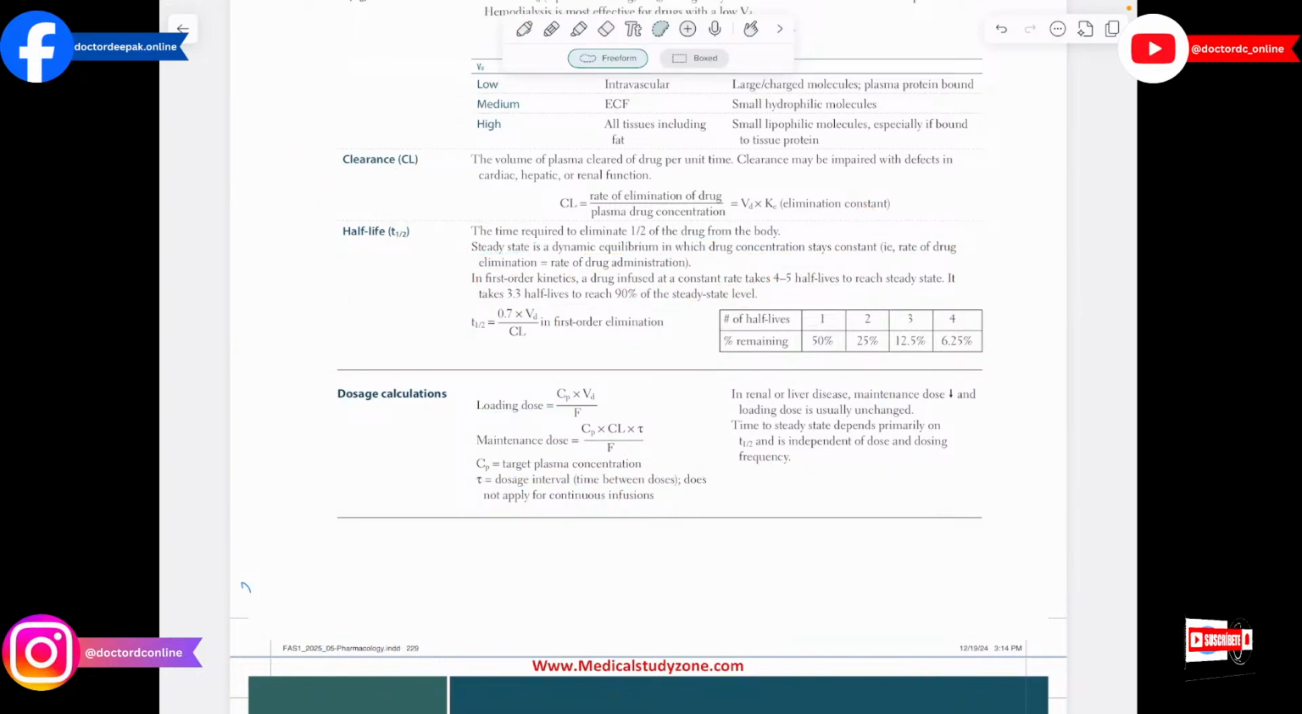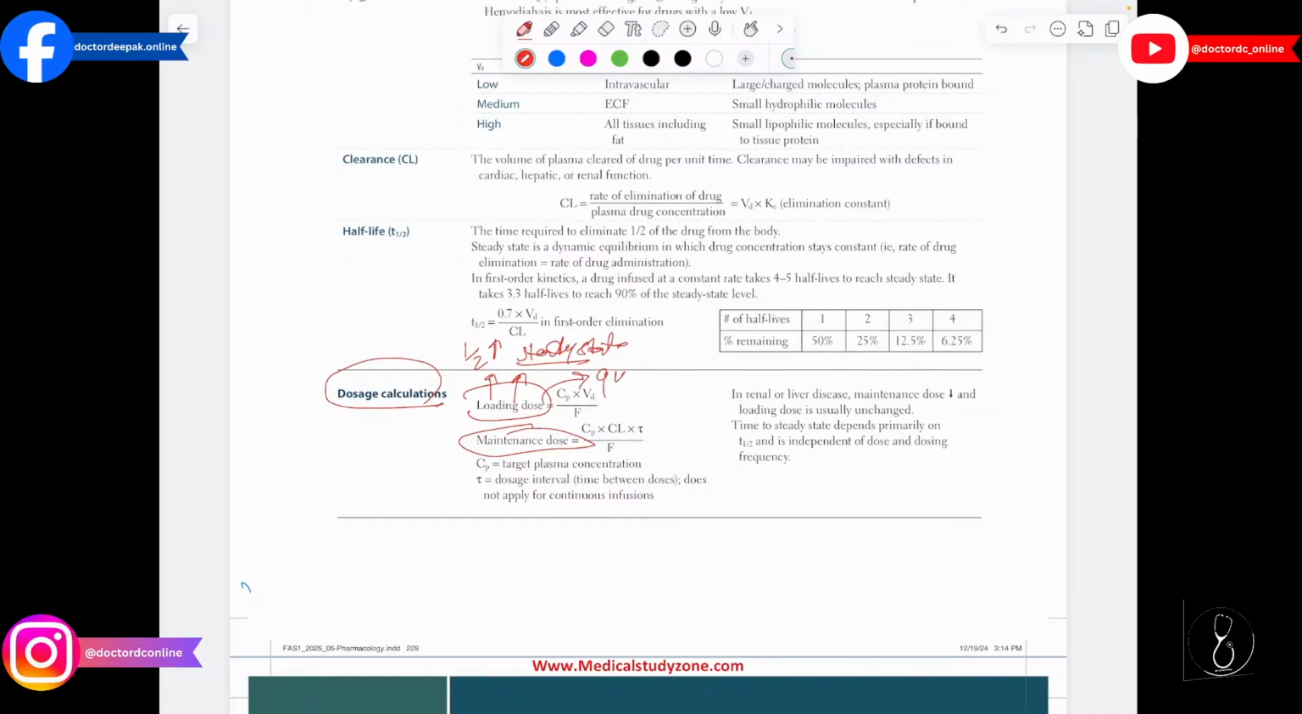How do we calculate a dose? Okay, there are two types of doses: the loading dose and the maintenance dose. The maintenance dose is just enough drug to replace what was eliminated. The loading dose is given when the time to steady state is very long, to get to steady state more quickly. We give the loading dose when the half-life is high, because it is difficult to get to steady state. When we want steady state very quickly, we give the loading dose.